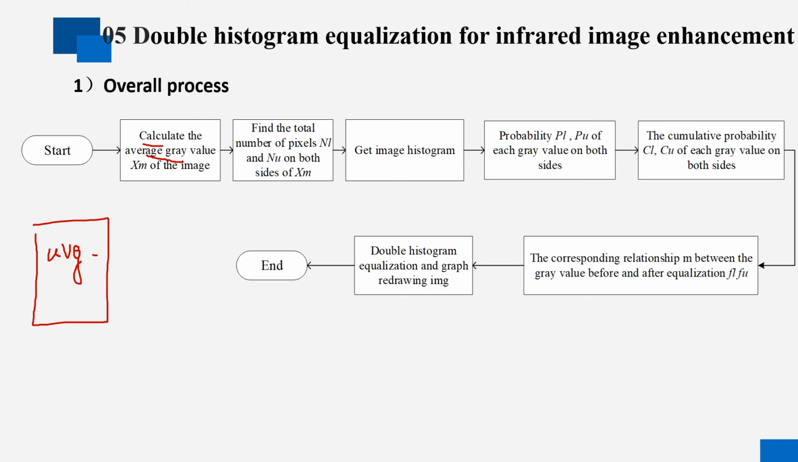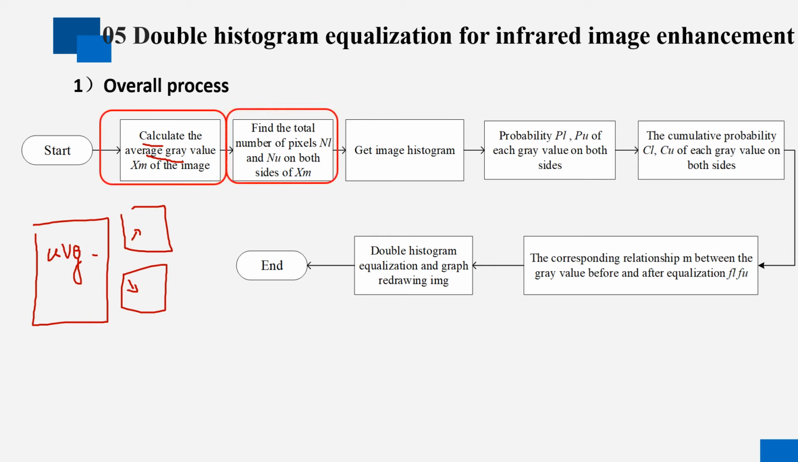And then we convert this image into two sub-images, one with values higher than the average and the other having gray level values lower than the average. There are two images, image U and image L, with these pixel ratios.